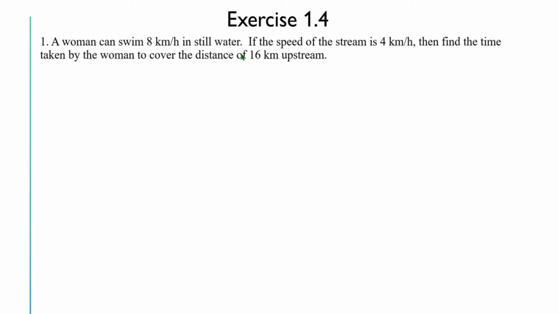So here they have given a woman can swim 8 km per hour in still water. So the speed of woman in still water is 8 km per hour. The speed of stream is also given, it is 4 km per hour. Now we have to find the time taken by the woman to cover the distance of 16 km upstream. So we have to find the upstream speed first, and then we have to find the time required to cover a distance of 16 km.